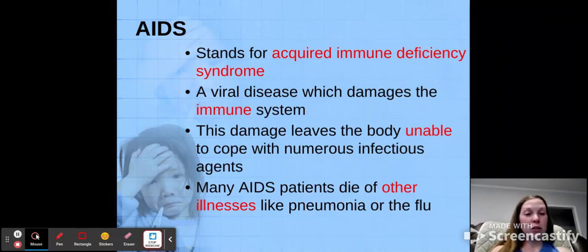AIDS is an autoimmune, well, it's an immune deficiency syndrome. So it stands for acquired immune deficiency syndrome. And this is a viral disease that damages the immune system. So it can leave the body unable to cope with numerous infectious agents, which is why when someone has AIDS, it's very, very, very critical that they stay as healthy as possible, because now a common cold could actually be extremely deadly to them because their body cannot fight because the immune system is damaged. So many AIDS patients die of other illnesses like pneumonia or the flu.